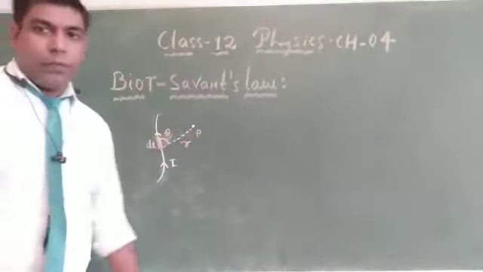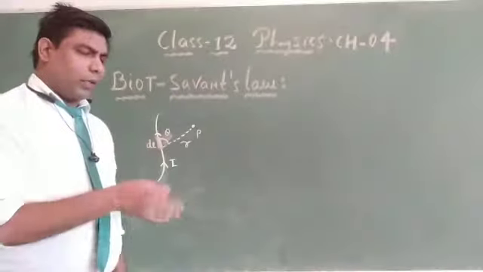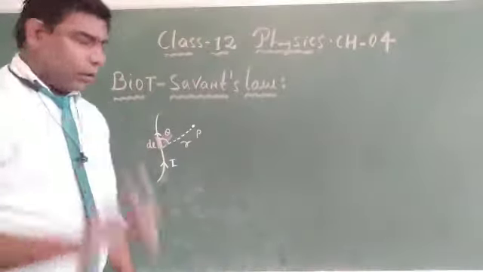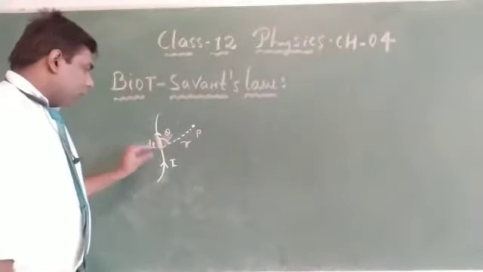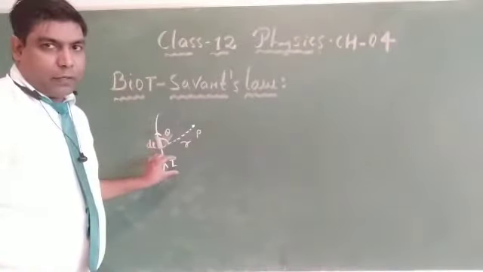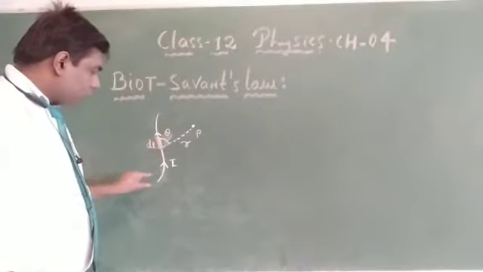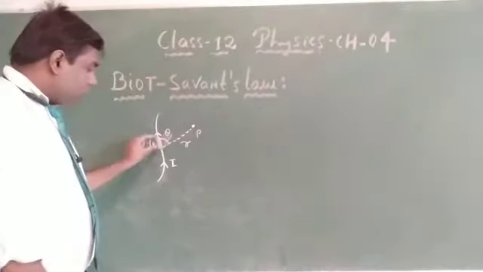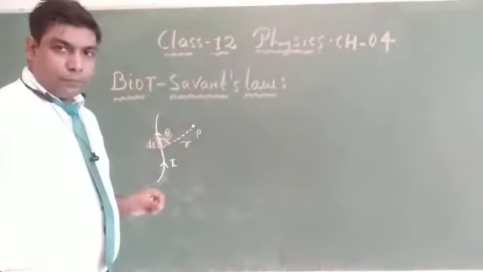let us assume there is a conductor. This conductor can be straight or it can be curved. Anyway, let us consider this is a conductor carrying current I. Let us consider the small element dl. The total length is L, but we only consider the small element, that is dl.